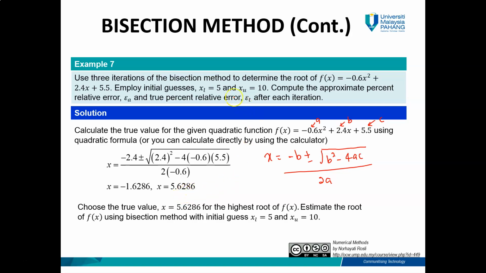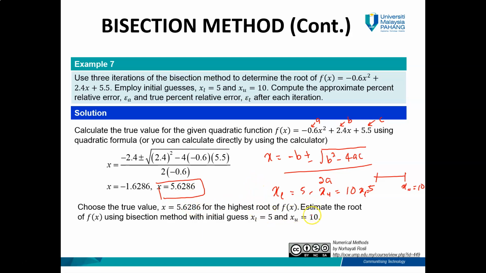But here, look at this question, given to us xl equal to 5 and xu equal to 10. So the root that we choose must lie in between these two values. That is, we have xl equal to 5, xu equal to 10, which means the root that you choose should lie between 5 and 10. If you see here, x equal to 5.6286 is actually the true value for this problem.